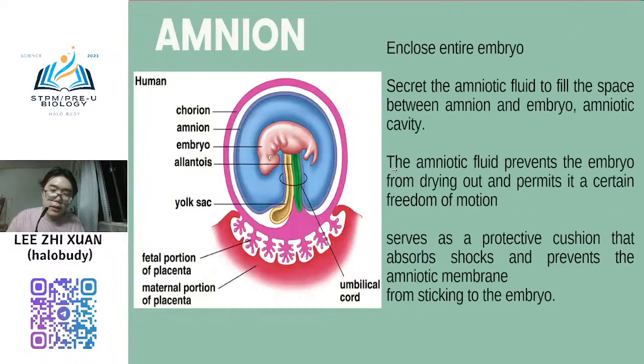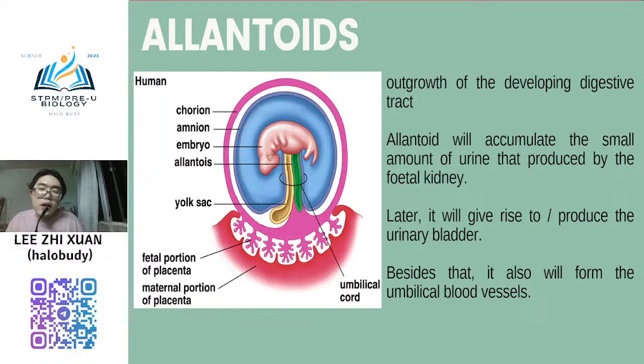Next is about the allantois. Okay, so the allantois is the structure that covers the umbilical cord. It is an outgrowth of the developing digestive tract, so it is at the stomach. If you see your body, your stomach, you see there is one hole in the middle of your stomach, right? This one is because of the allantois. So it is an outgrowth. It connects from your stomach to the placenta, to the mother's.